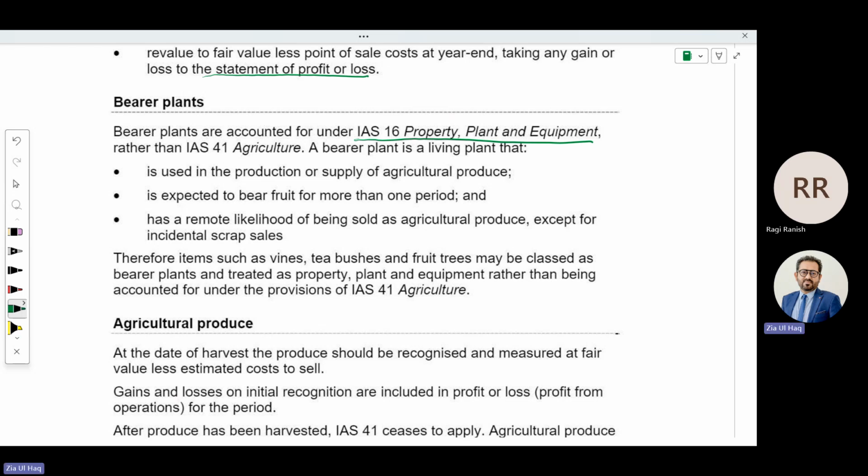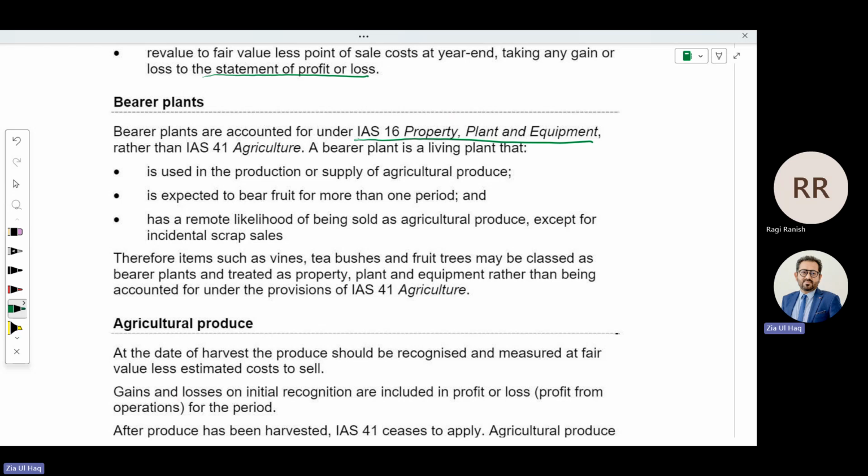What is the difference between bearer plant and biological asset? Bearer plants are those plants through which we produce fruits and vegetables and sell that fruit or vegetable. So that fruit and vegetable fair value will be agriculture asset. The value of that plant will not be agriculture asset.